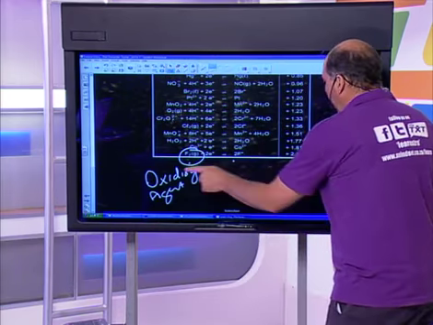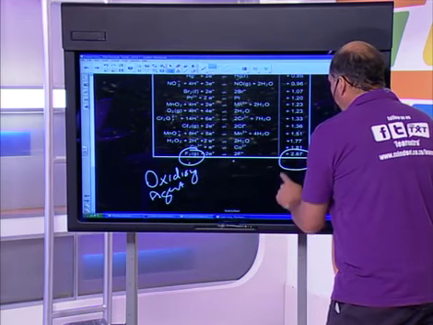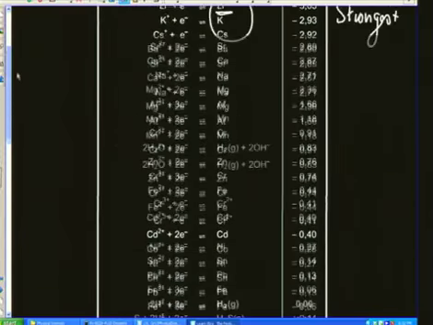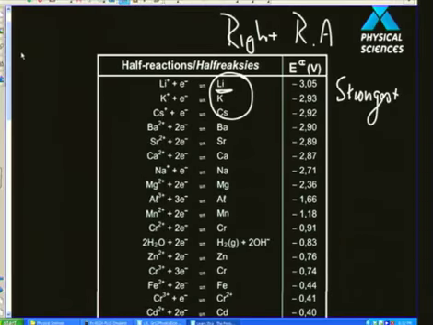Notice that the strong oxidizing agents have a big positive value of E0 or E cell, and the ones that are strong reducing agents have a negative value. So the strongest reducing agents, the bigger the negative value. And that kind of makes sense. The more negative something is, the more able it is to donate electrons. When it's positive, it wants to take electrons to become neutral.